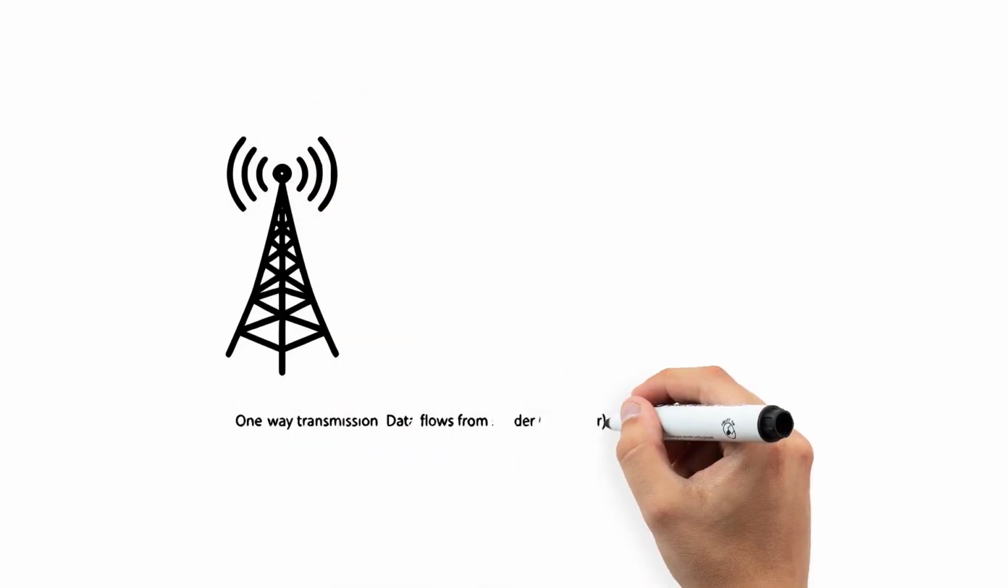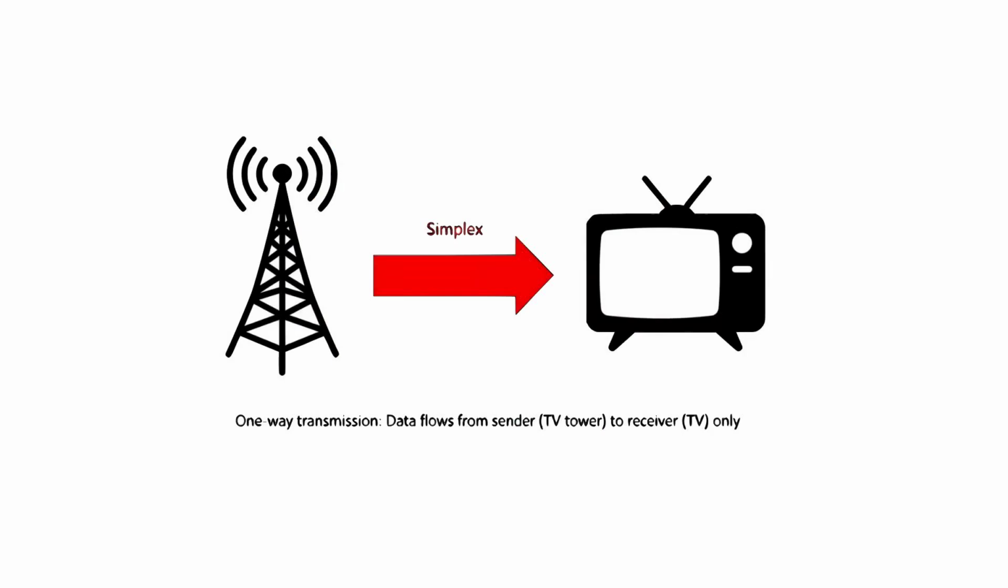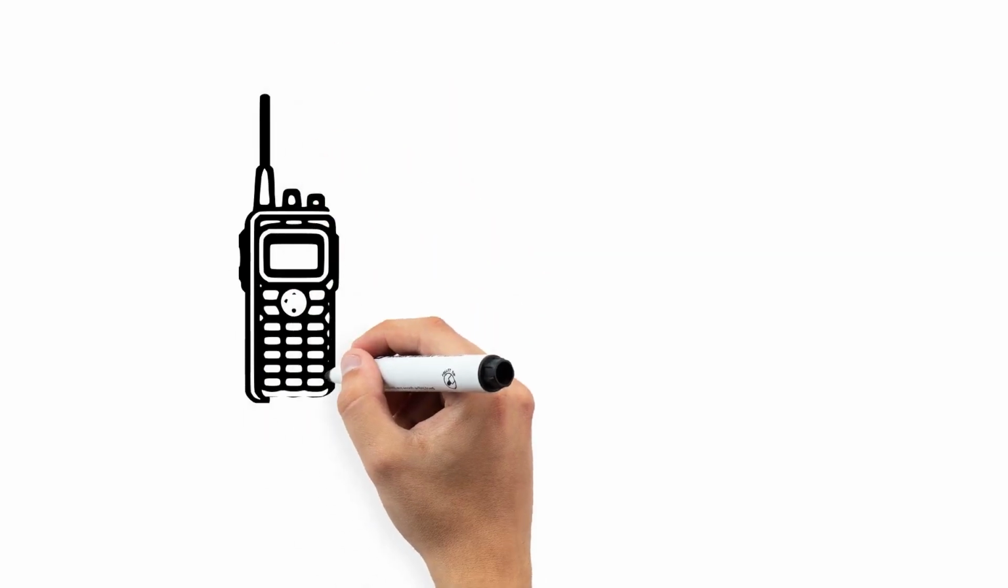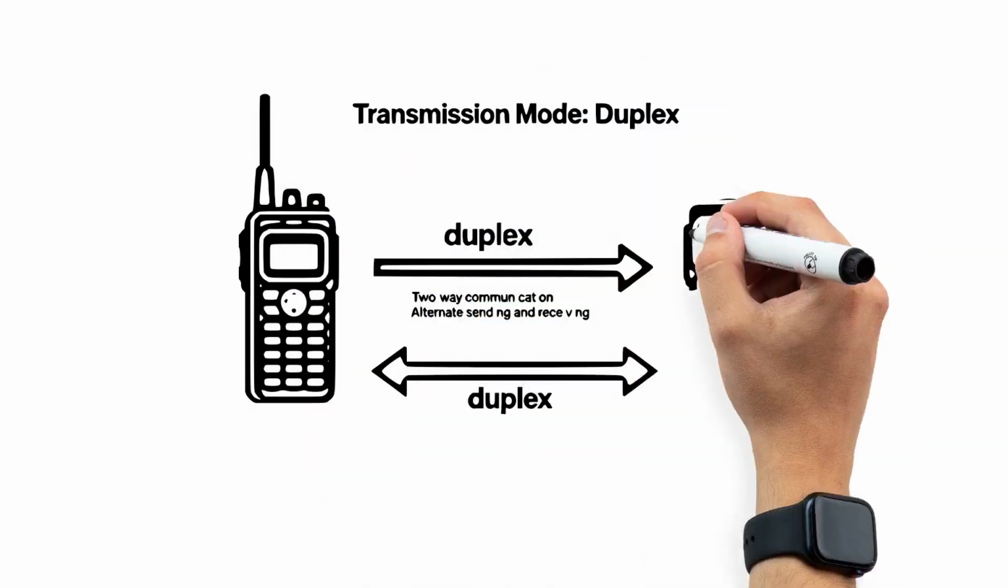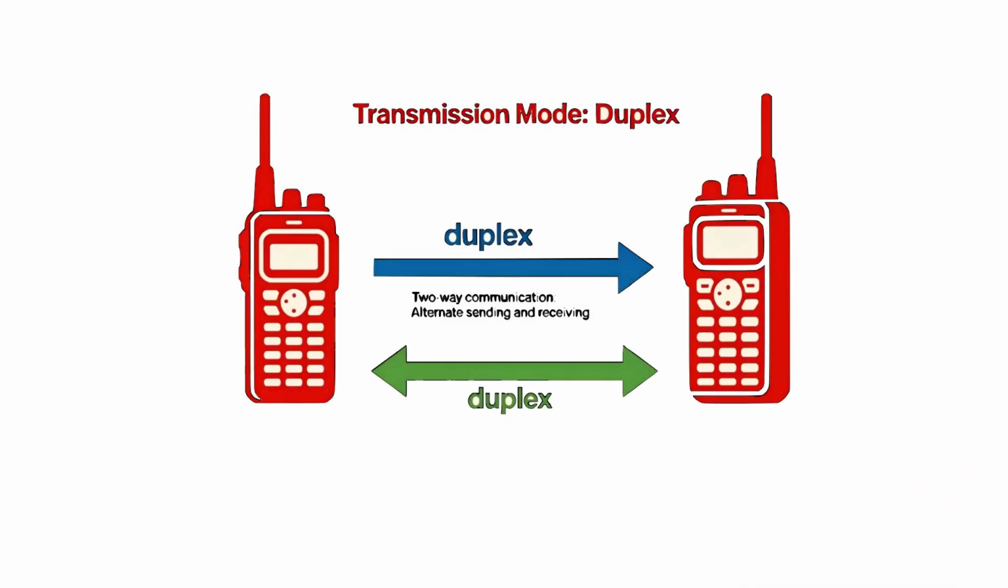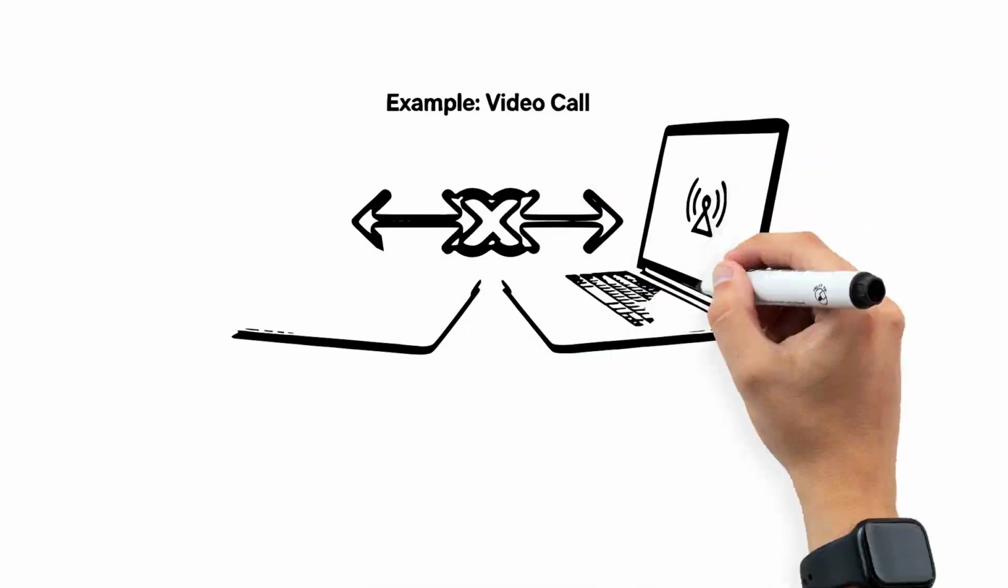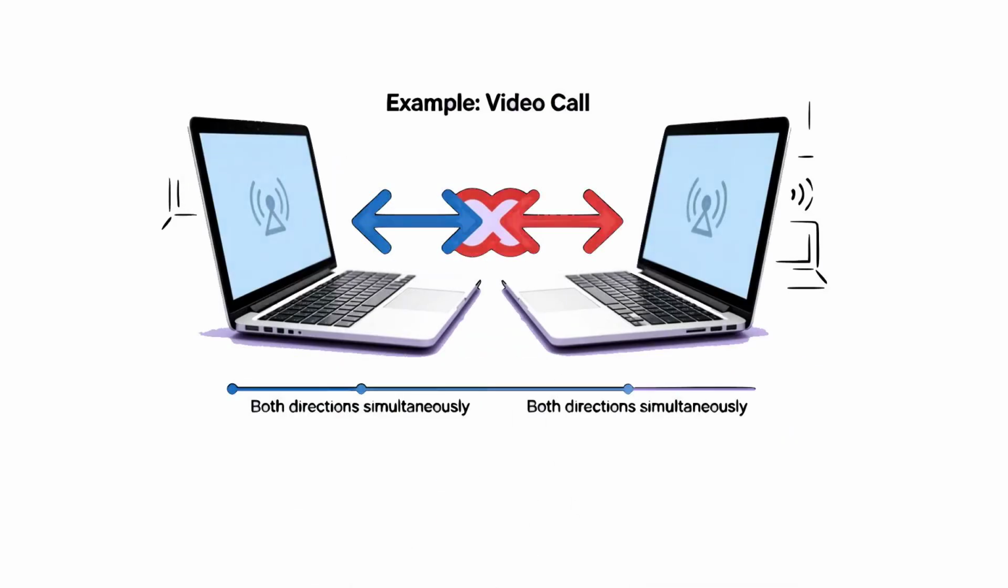Simplex is one-way transmission. One sender and one or multiple receivers, but only the sender can send data and the receivers can't send back any data. In duplex mode, receiver and sender can send and receive data, but not at the same time. And the last transmission mode is the full duplex. In this type, receiver and sender can share data at the same time.